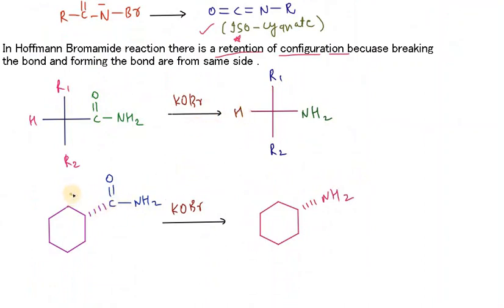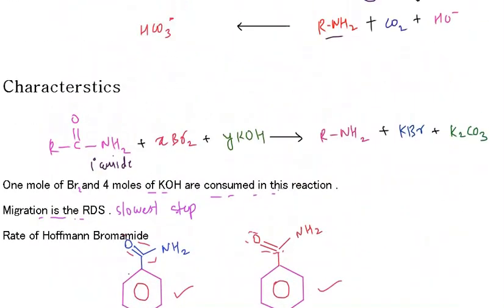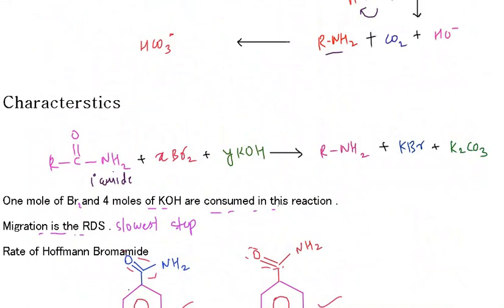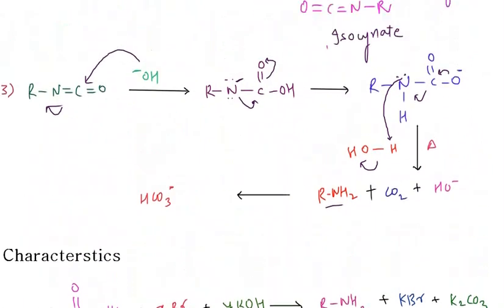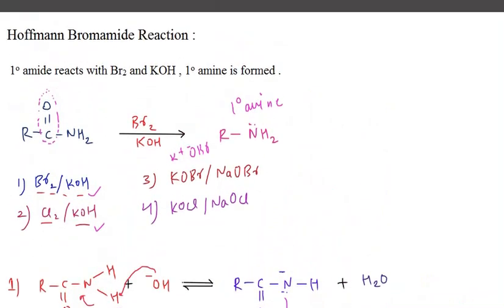Now let's check its configuration one more time. We add an ethyl group and proceed with the reaction. Still we get the same configuration. The NH2 group is still below the plane as compared to the methyl group, so they will be opposite as the reaction proceeds. That's all from the different example. We can see that whatever the configuration of the alkyl group, if it is optically active, it will be retained in the Hoffmann bromamide reaction.